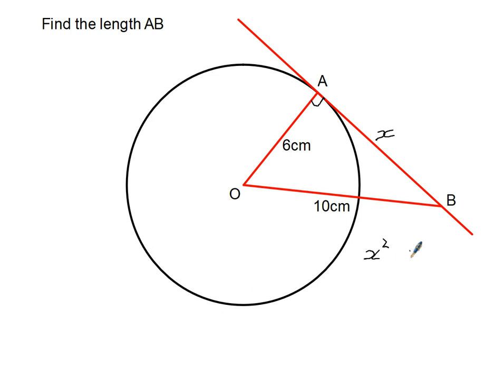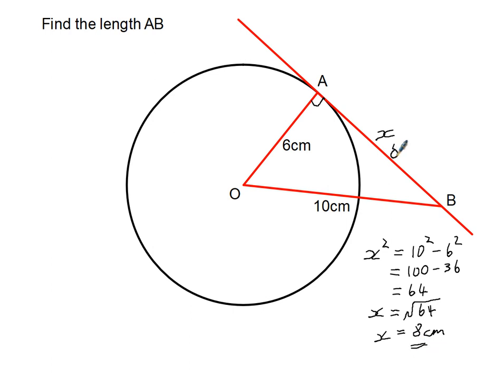So x squared is 10 squared minus 6 squared. So that's 100 minus 36. So x squared is 64. We have to take the square root to find what x is. So the square root of 64, x is 8 centimetres. So this length A to B is 8 centimetres.